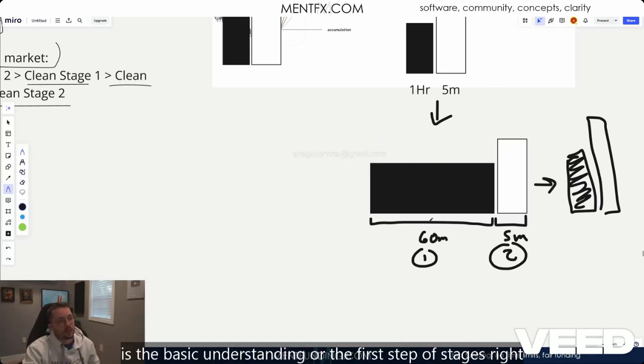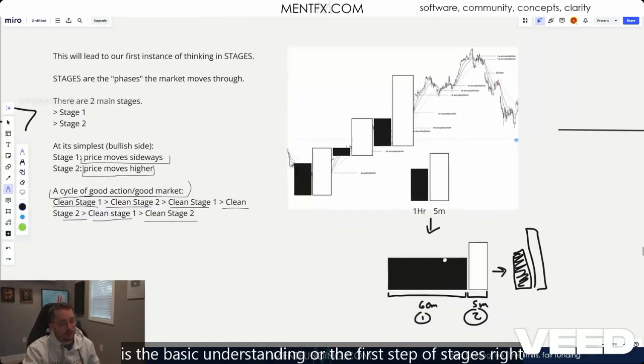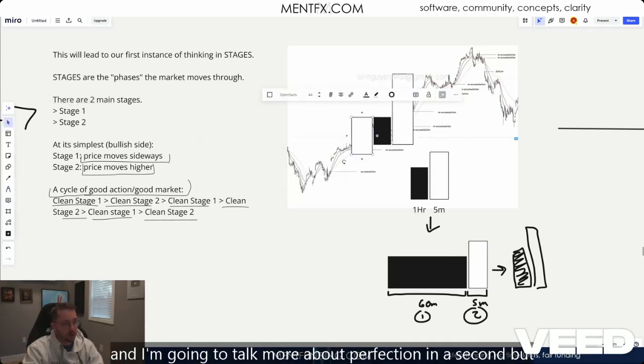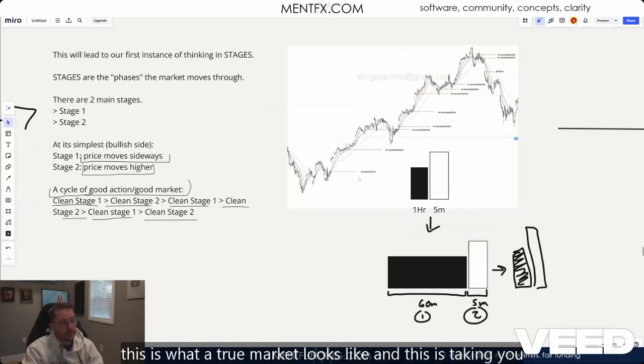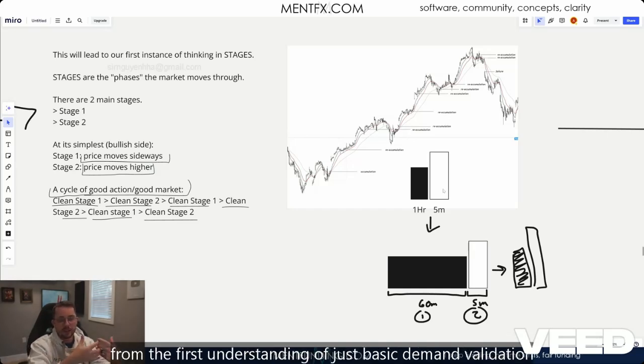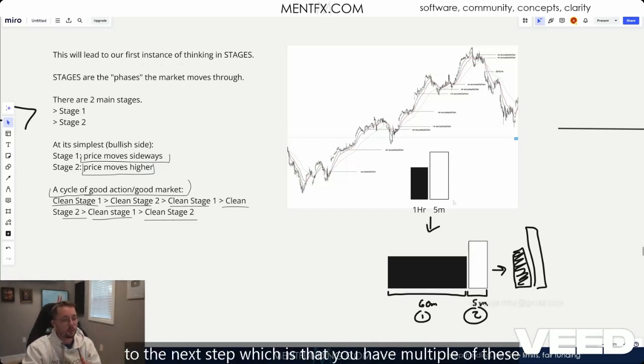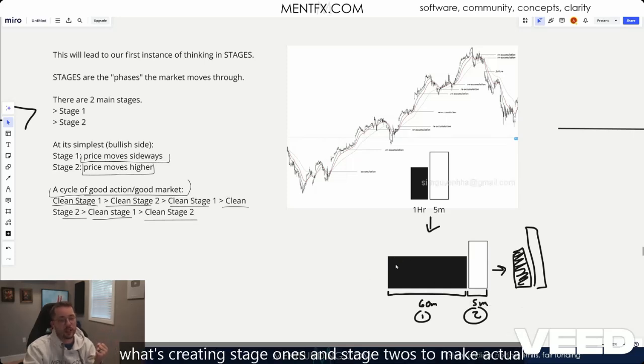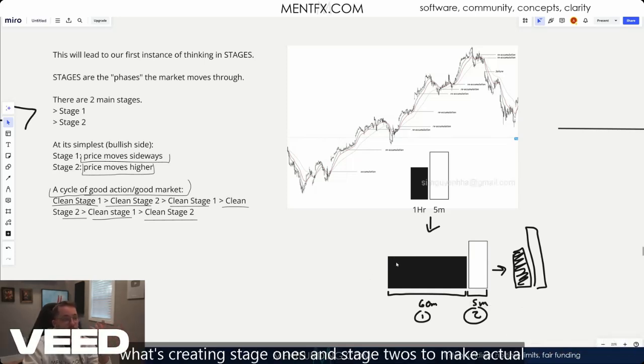But this is the basic understanding, or the first step of stages right here, kind of simplified, where it's not always perfect, right? And I'm going to talk more about perfection in a second, but this is what a true market looks like. And this is taking you from the first understanding of just basic demand validation to the next step, which is that you have multiple of these things happening over and over and over again. And this is what's creating stage 1s and stage 2s to make actual moves.